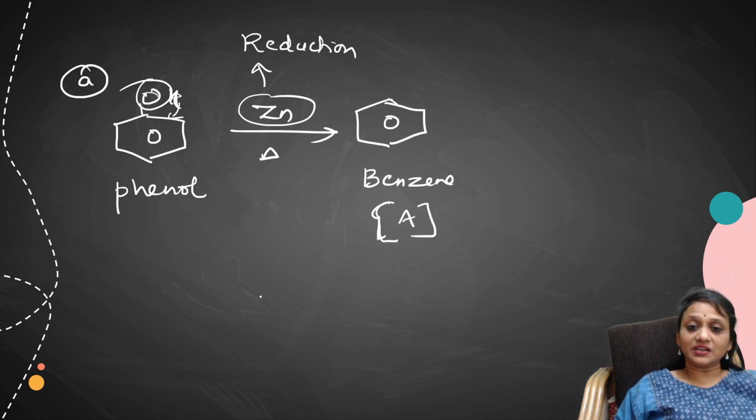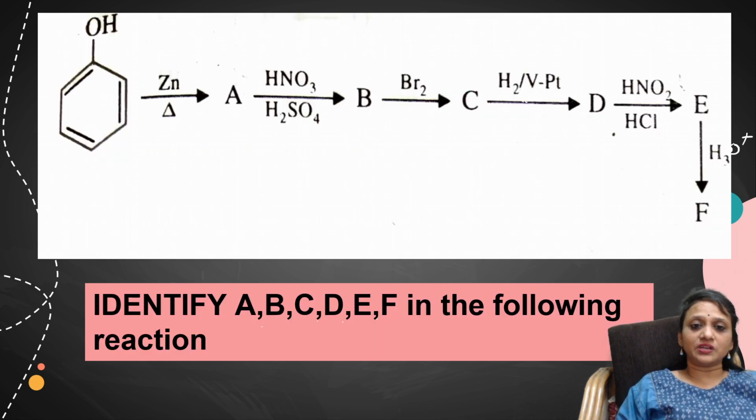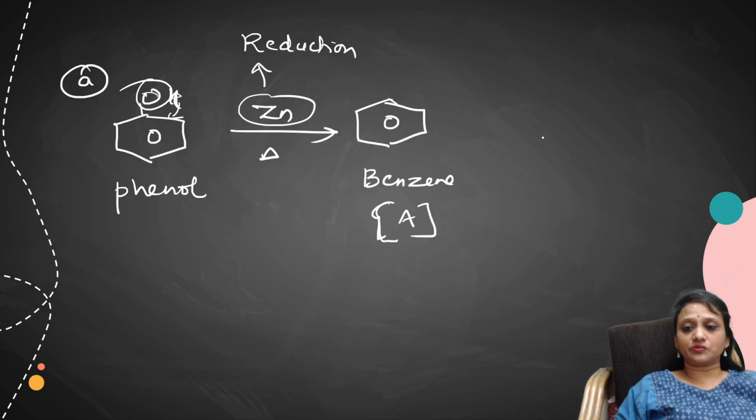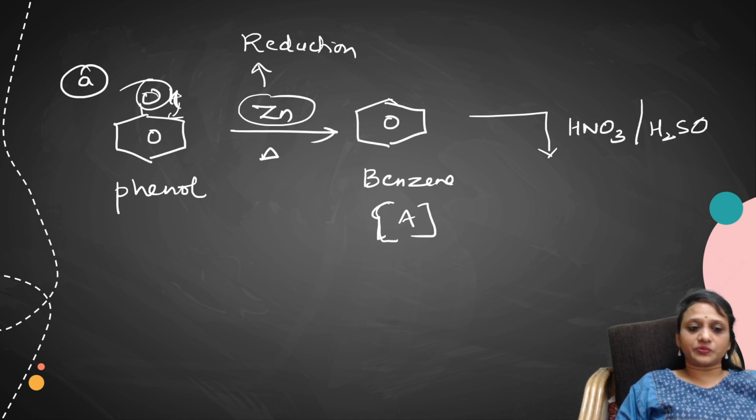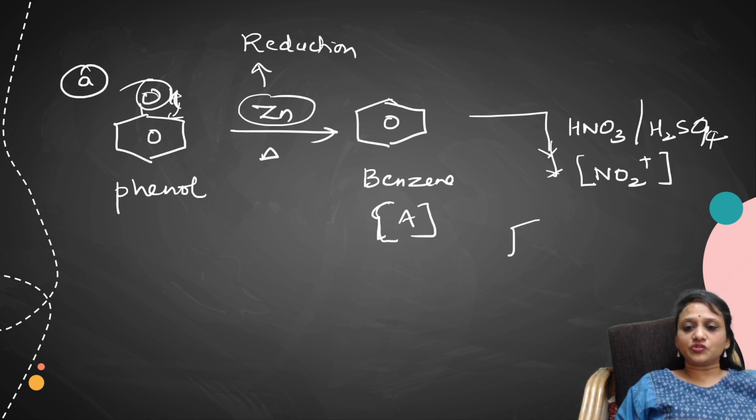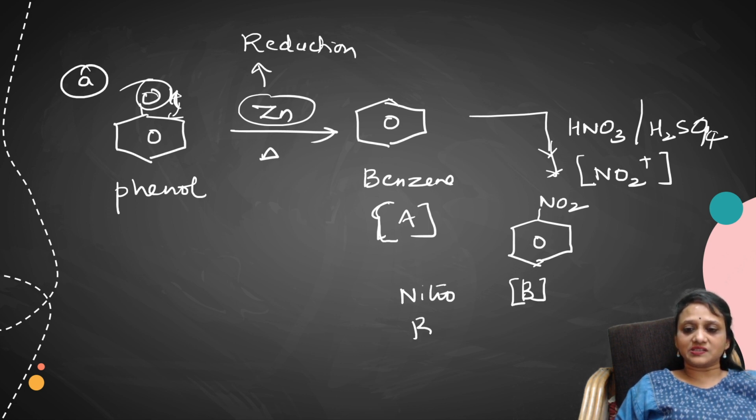Now what did they do? They treated this with HNO3 and H2SO4. I'm going to take benzene and treat it with a nitrating mixture, HNO3, H2SO4. What is the electrophile it adds? NO2 plus. Now add it. So you take benzene and you get nitrobenzene. Correct? Now this is compound B. This is nitrobenzene.